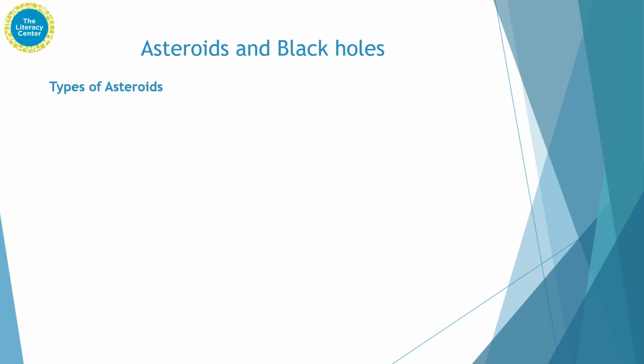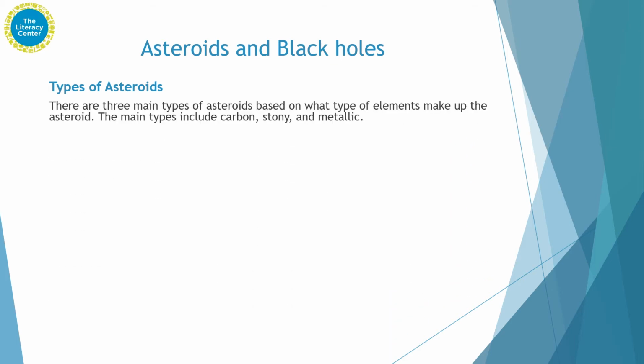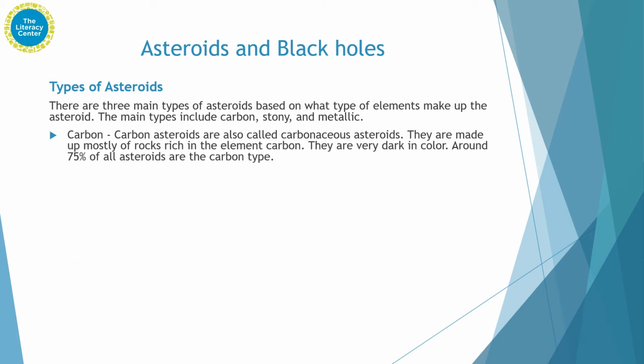There are different types of asteroids we can see in the visible universe. There are three main types of asteroids based on what type of elements make up the asteroid. The main types include carbon, stony, and metallic. Let's see what we know about the carbon asteroids. Carbon asteroids are also called carbonaceous asteroids. They are made up mostly of rocks rich in the element carbon. They are very dark in color, and around 75% of all asteroids are the carbon type.